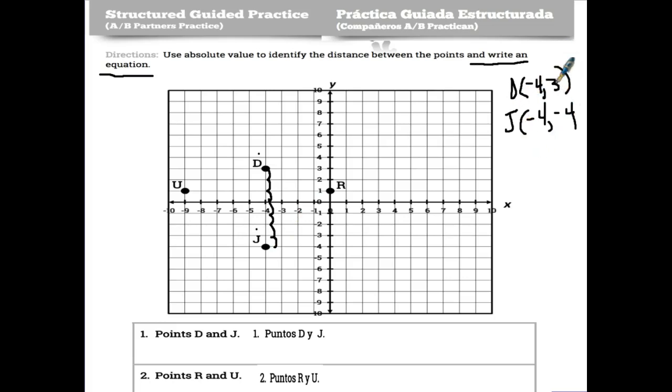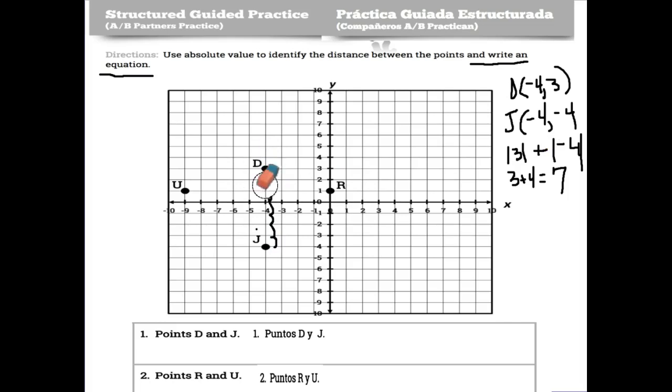Now, I'm going to take my y coordinates because those are the ones that changed. And I'm going to take the absolute value of 3. They're in different quadrants, so I'm going to add. And I'm going to add the absolute value of -4. Well, the absolute value of 3 is 3. The absolute value of -4 is 4. 3 plus 4 is 7. And that's what I counted when I counted the distance from D to J.